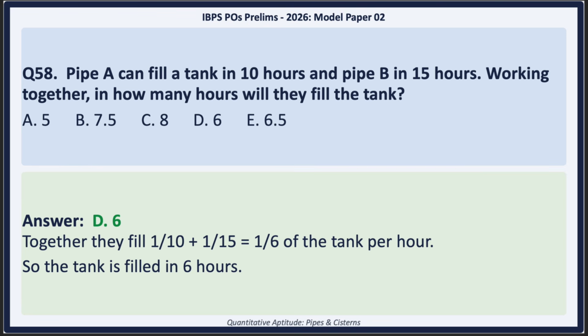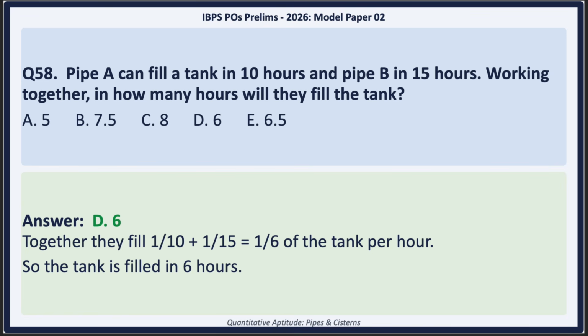Pipe A can fill a tank in 10 hours, and Pipe B can fill it in 15 hours. How long does it take if they work together? The trap here is that people try to average the time. Right, they think, well, 10 and 15, maybe it takes 12.5 hours. But that makes no physical sense. If you have 2 hoses filling a pool, it's going to be faster than just using one. Exactly. You cannot add their hours, you have to add their rates of work.